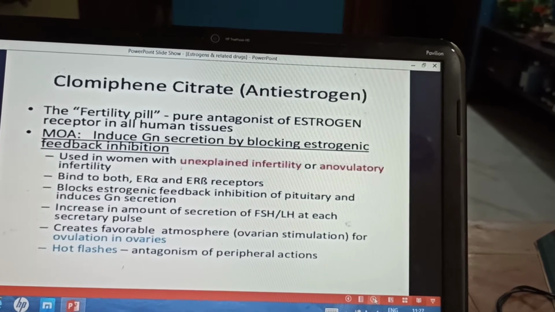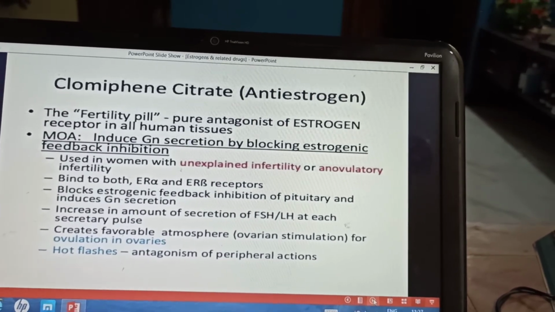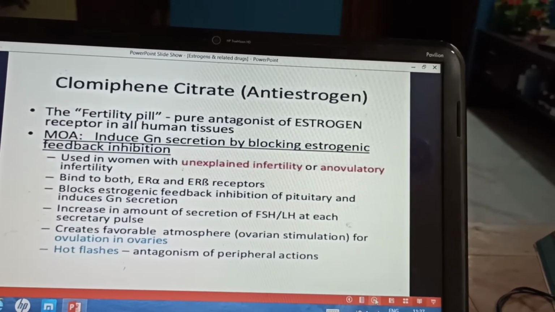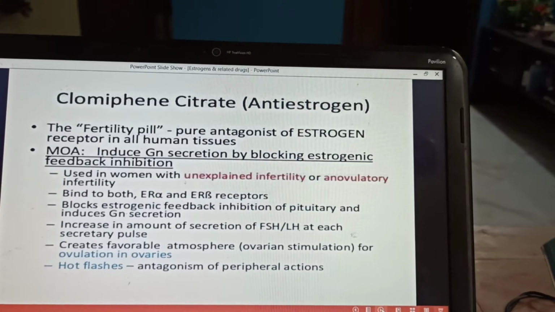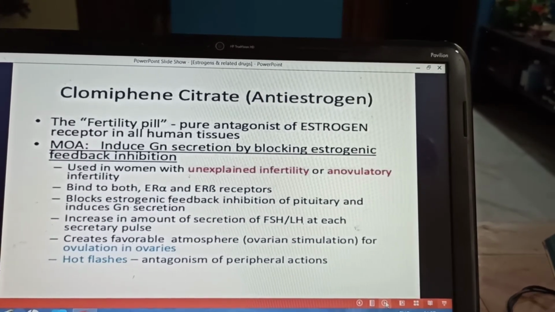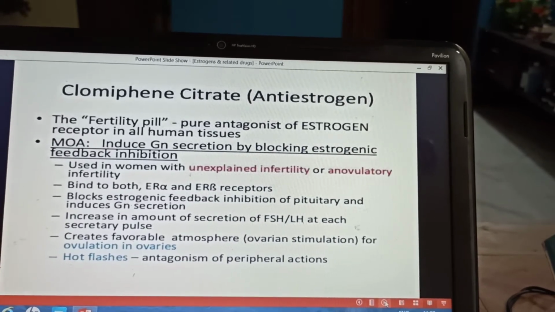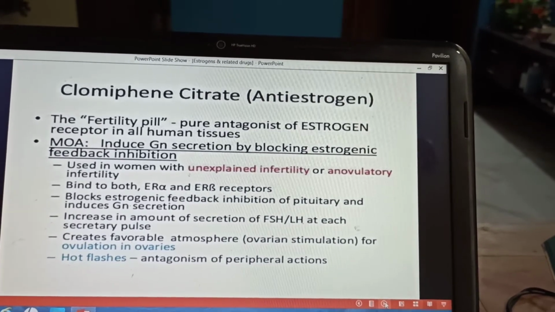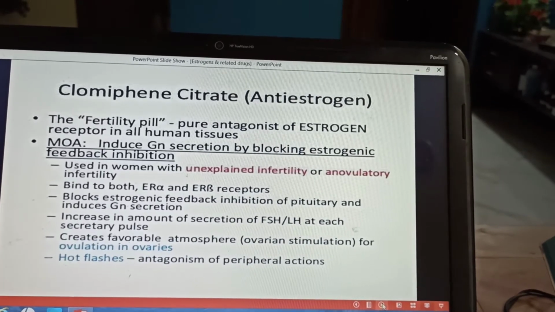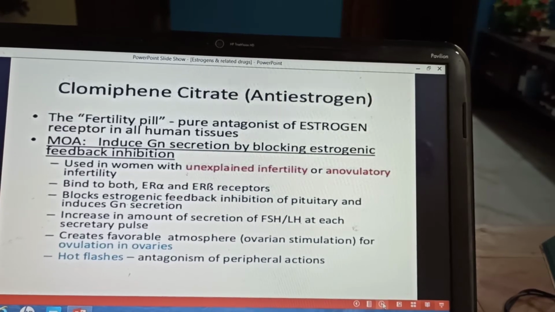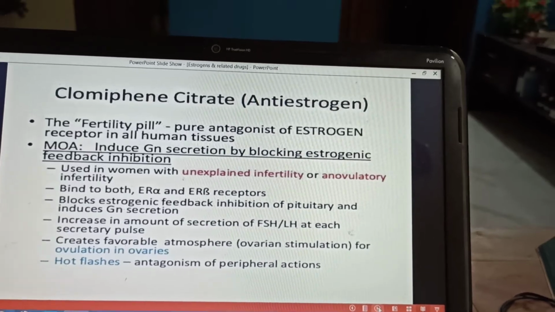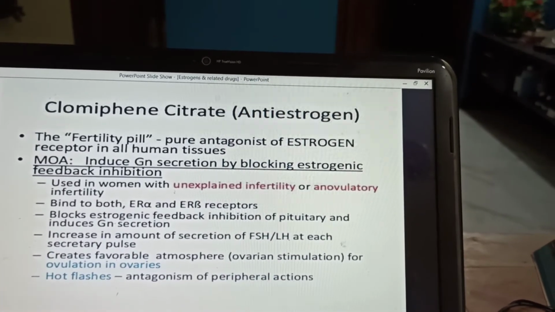So the estrogenic negative feedback inhibition is blocked, and so there is more secretion of FSH and LH leading to ovulation. It is used in women with unexplained infertility or anovulatory cycles. It binds to both alpha and beta receptors, that is estrogen alpha and estrogen beta receptors, blocks estrogenic feedback inhibition of pituitary and induces gonadotrophin secretion. There is an increase in the amount of secretion of FSH and LH at each secretory pulse. It creates a favorable atmosphere, that is ovarian stimulation, for the ovulation in ovaries.